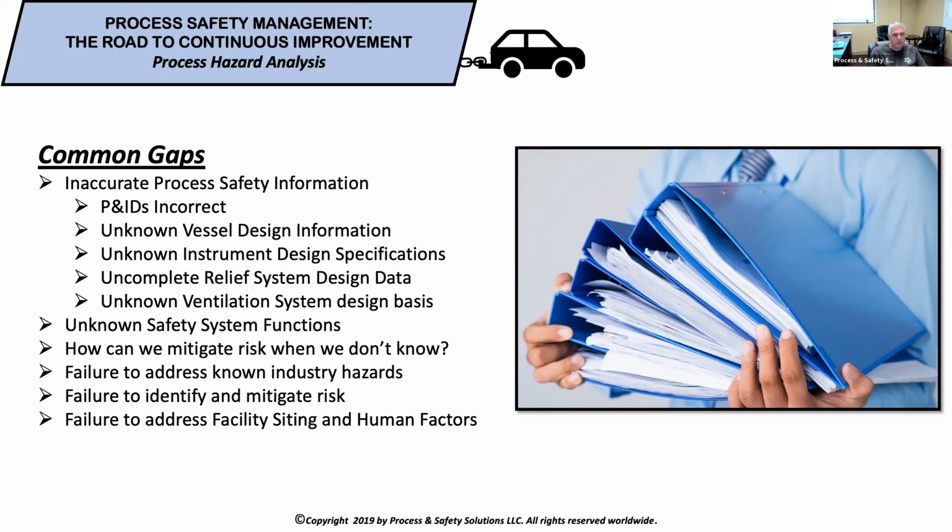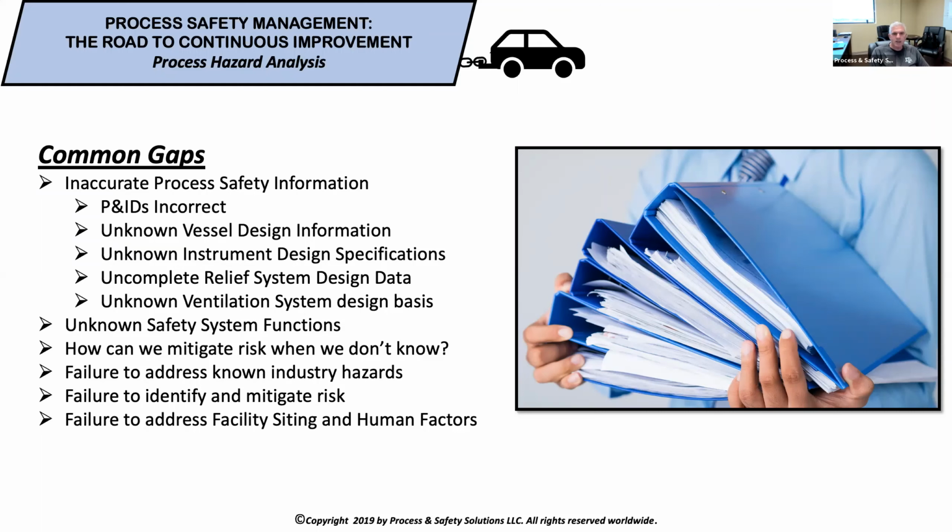I know in the US we have the CSB, or the Chemical Safety Board, that puts out a lot of good videos and a lot of good root cause and causal factors associated with those incidents. Those sorts of things need to be incorporated in our PHA so that we understand how to apply those to reduce risk in our facility.